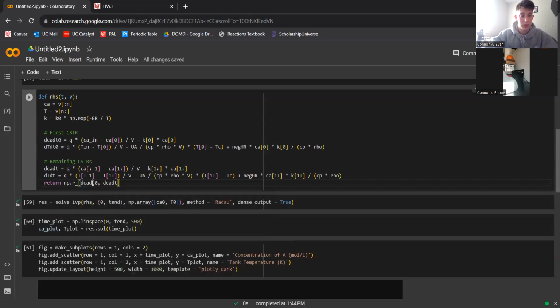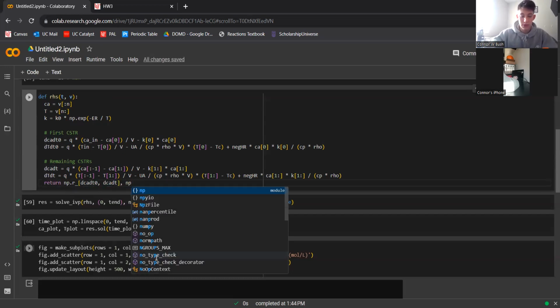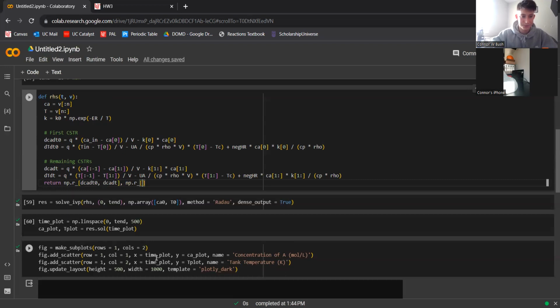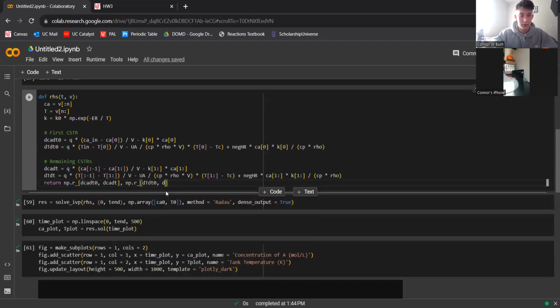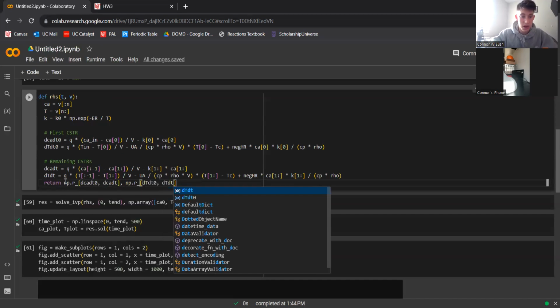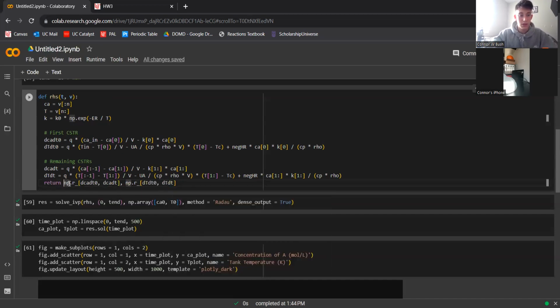So if we say this dCA/dt not, dCA/dt, we're adding this value into this array. You could say basically we're starting here and then all the remaining values are going to be those afterwards. And then same thing for the temperatures. And then after this, we're going to need to concatenate both of these. This is essentially saying we're putting it into a one row array.